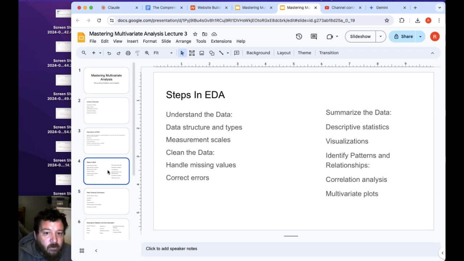Understanding the data involves our structure and our data types, as well as our measurement scales. What does our data set look like, and how are we going to measure it? Cleaning the data, there's two things that you can do. You can handle missing variables, and you can correct errors. So you can remove data and add data, plus or minus. That's basically it, right? Summarize data, you can utilize descriptive statistics and visualizations. With regards to identifying patterns and relationships, we can utilize correlation analysis and multivariate plots. And within that, we can utilize several different methods.